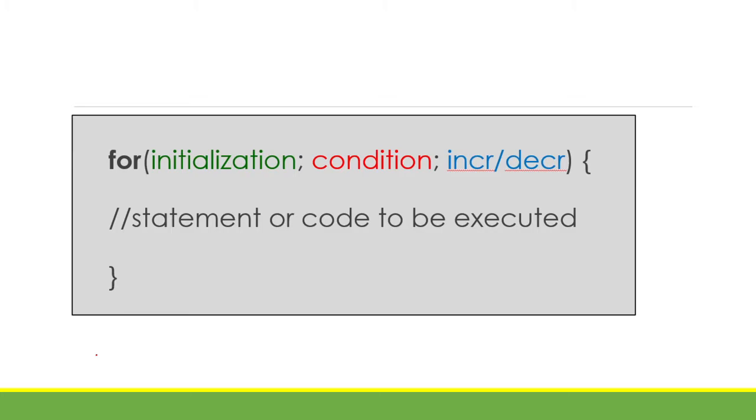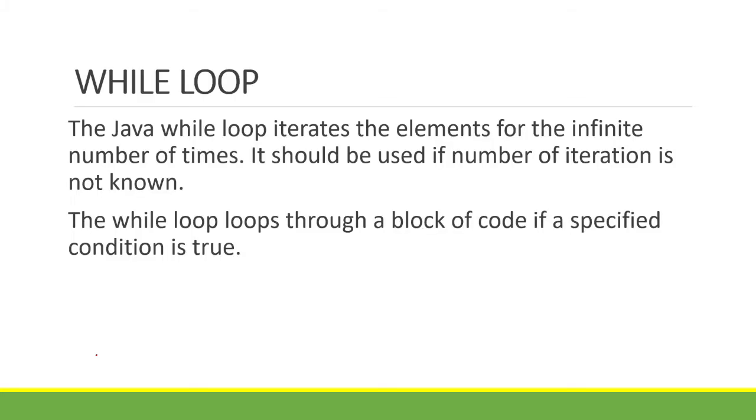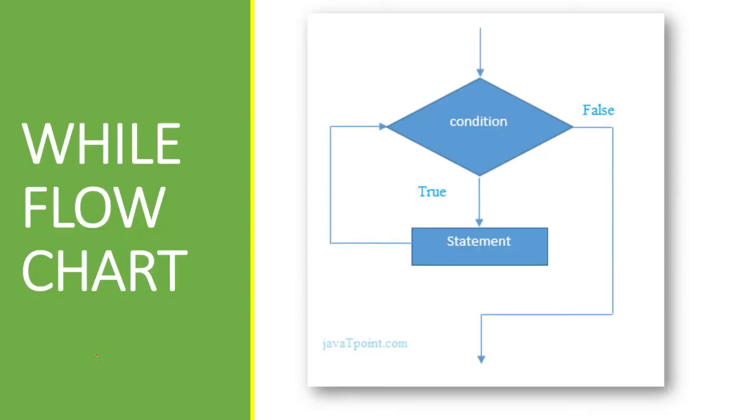So, anyway, let's proceed na po sa ating while loop. So, while loop naman po natin, well, the Java while loop iterates the elements for the infinite number of times. It should be used if the number of iteration is not known po. So, that is how while loop goes. So, pakita ko lang sa inyo yung sample code po natin for while loop po natin. So, anyway, this is how it works po muna.